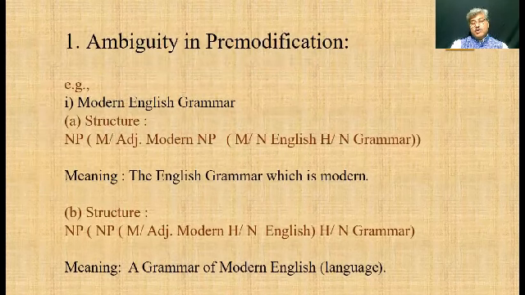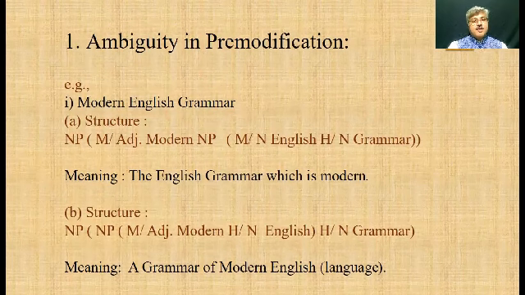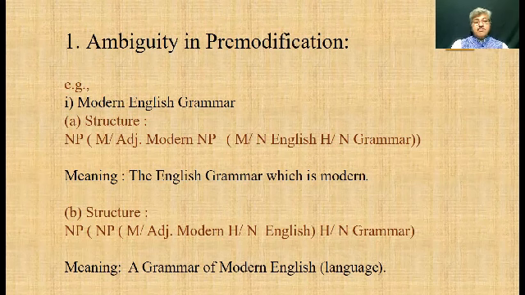Number one, we will try to study one by one. Number one, ambiguity in pre-modification. For example, modern English grammar. In the second example, NP, noun phrase, modifier adjective modern, head noun English, and head noun grammar, meaning a grammar of modern English languages. It means the language is modern English. The grammar is English, it is modern, and not the grammar.